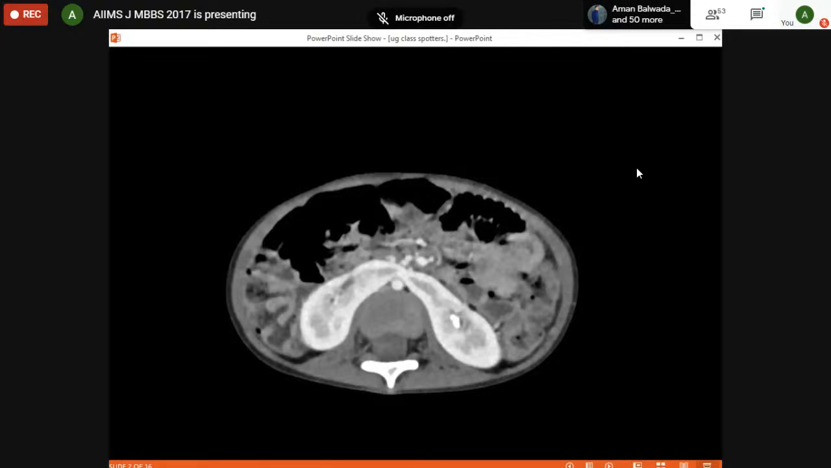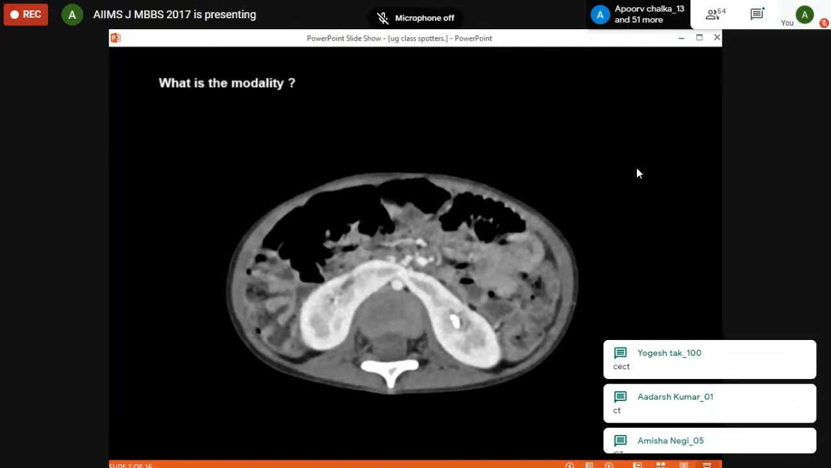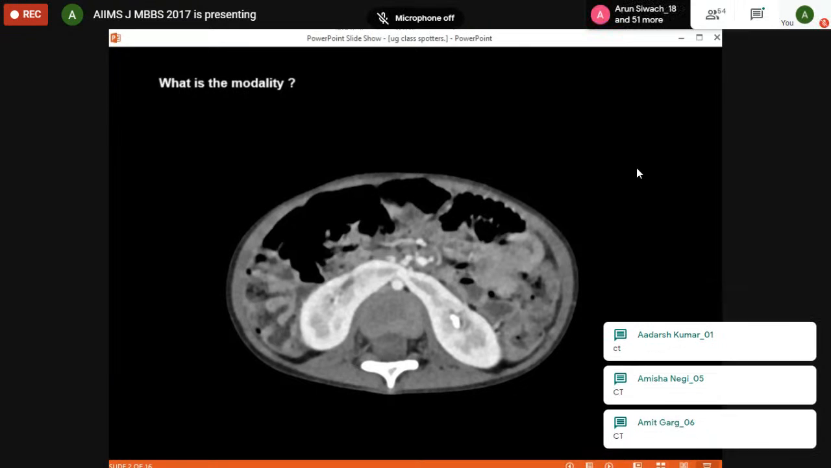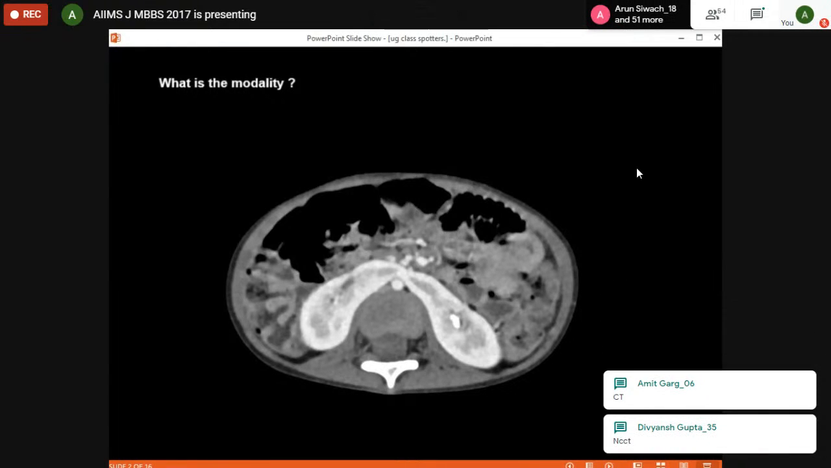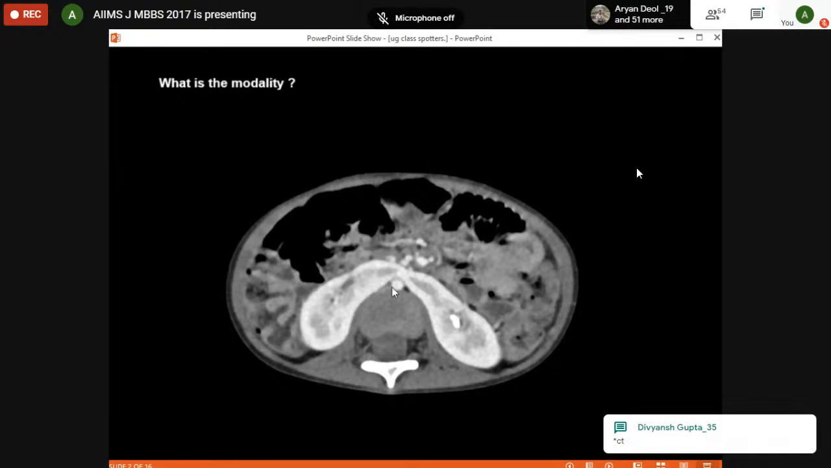So the first spotter is this one. What is the modality? This is the first question. So please type your answers in the chat box. Come on, people, you can say anything. Is it X-ray, CT, MRI? What do you think it is? Okay, so people have started answering. Okay, so someone said NCCT. So I'll just let you know this is a CECT.